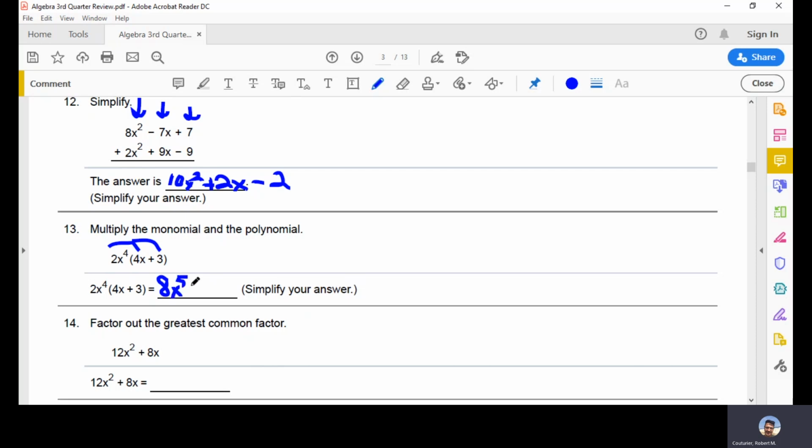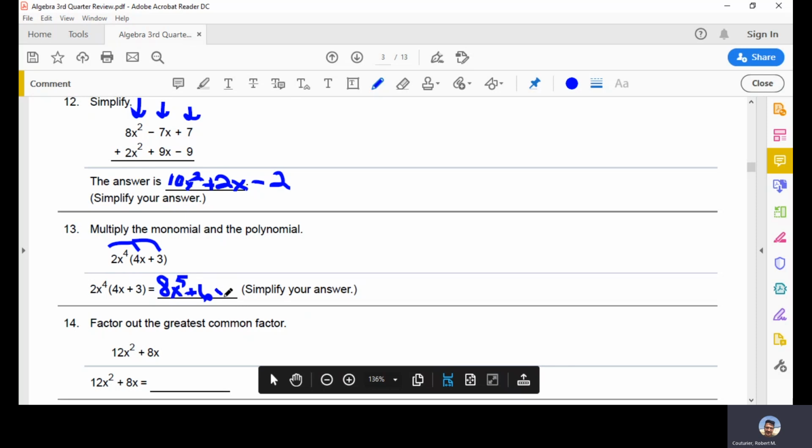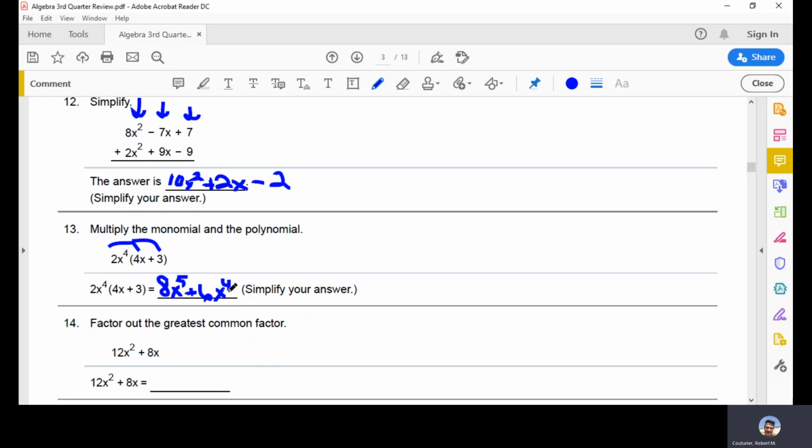First term is done. 2 times 3 is a positive 6. Notice there isn't an x here, so x to the 4th times 1 is x to the 4th. What's really sitting here, technically, if you want to really be technical, it's an x to the 0 power, because anything to the 0 power is 1. That's why we don't write it there.